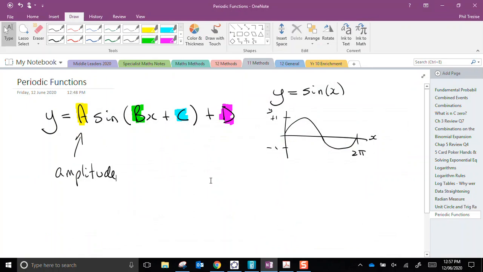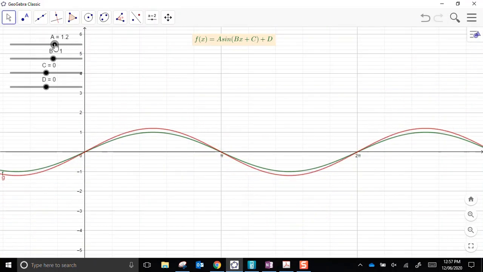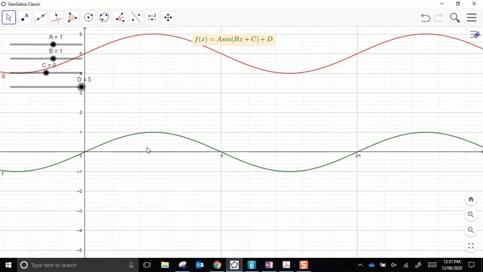The value of d here is a vertical shift. Let's go and see that. So I'll put my amplitude back to 1 so it doesn't distract us. Now let's try d. Here we go. If d equals 5, the entire graph has just slid vertically upwards by 5.